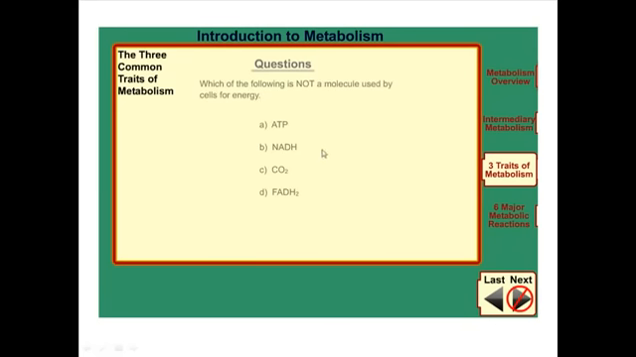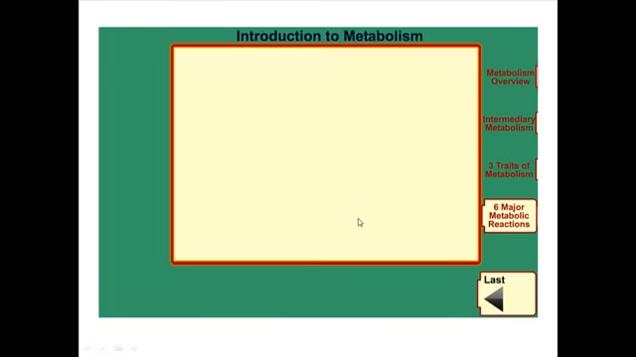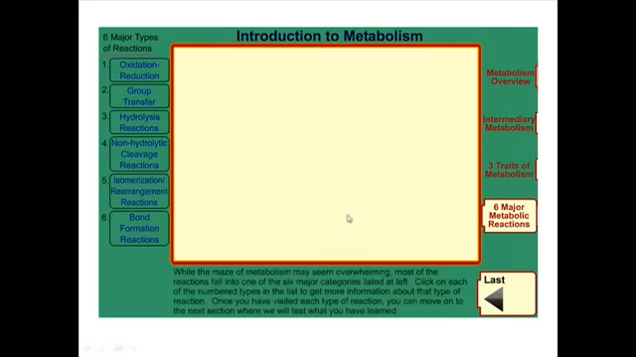Now in this case, which of the following is not a molecule used by cells? So we skip this, going to the major metabolic reactions. Now this is important. I am going to tell you the 6 major metabolic reactions which you have to understand very well, because when we discuss metabolism in greater detail, you will find these reactions come again and again.